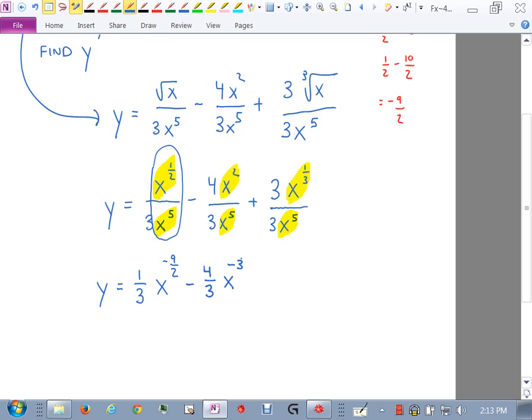And what about that last one? X to the... You should have thirds. What's 1/3 take away 5? Negative 14/3? What's in front of this? 3 over 3 is 1, so can I just put plus?